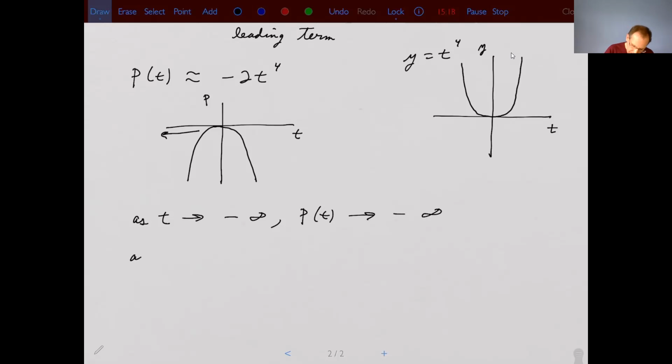And then as T goes to positive infinity, so now I'm looking at this side, as T gets larger and larger and larger, what's happening with the polynomial? Well, it's also going towards negative infinity. So P of T goes to negative infinity.